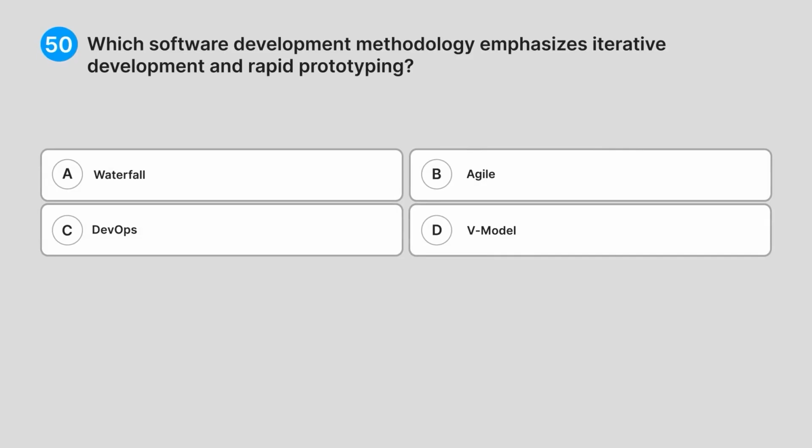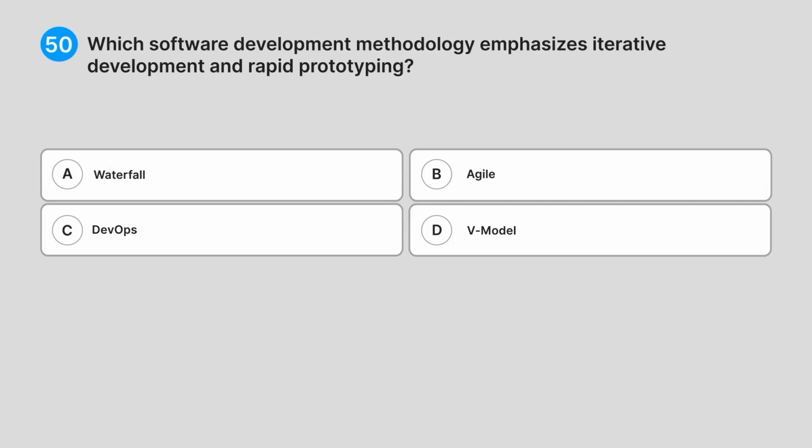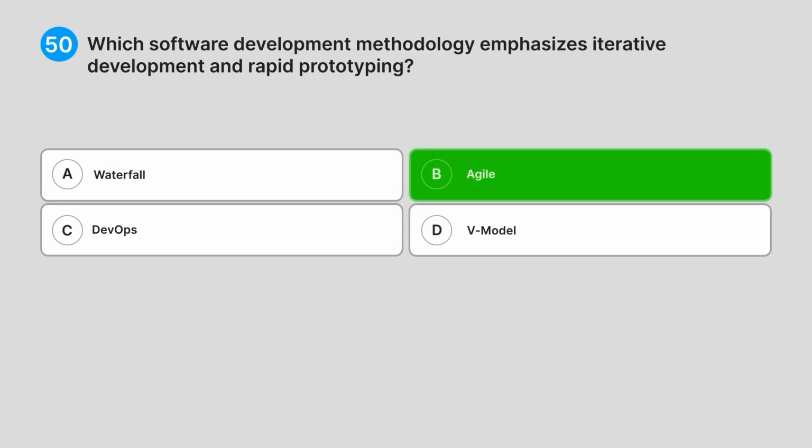50. Which software development methodology emphasizes iterative development and rapid prototyping? A. Waterfall. B. Agile. C. DevOps. D. vModel. What do you think is the answer? Correct answer, B. Agile.